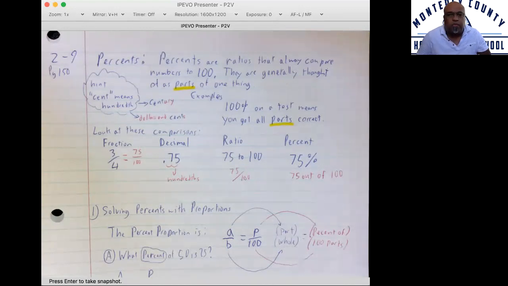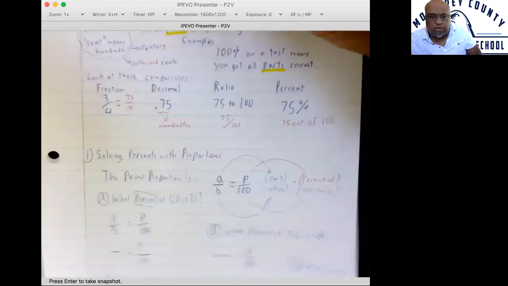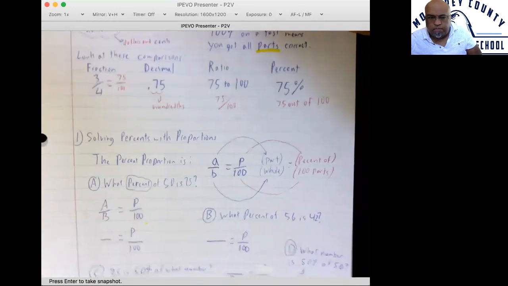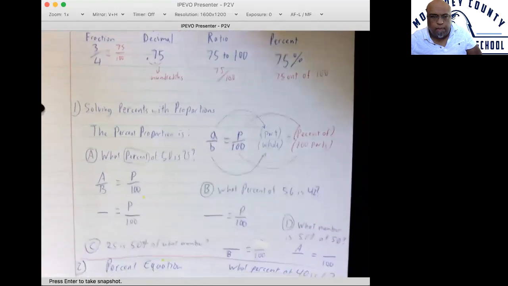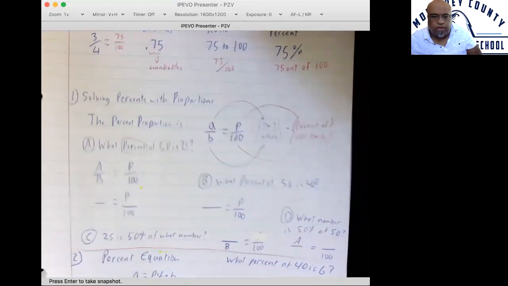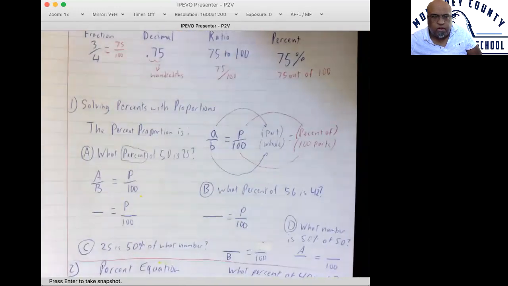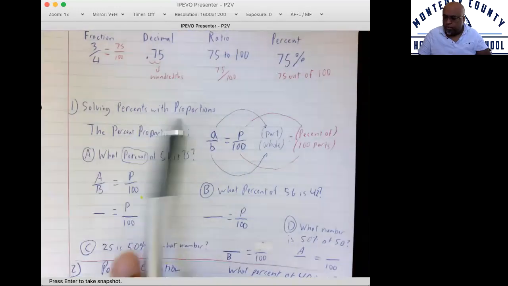You can pause if you need to review the notes, but otherwise I'm going to go on to solving percents with a proportion. I've set up some problems here on how to solve percents with proportions. I'm doing this slowly just so that everything I want you to see is on the screen. Okay, so solving percents with proportions.